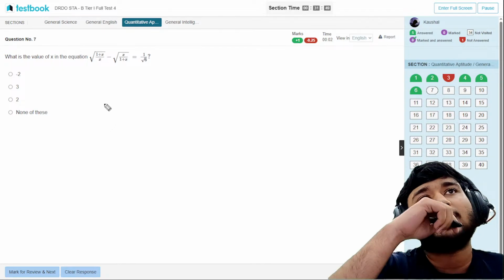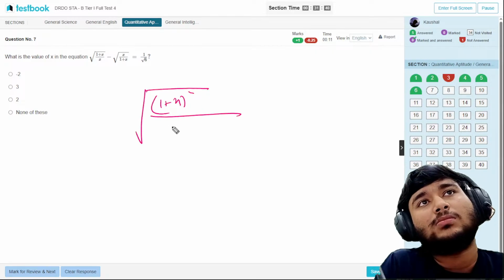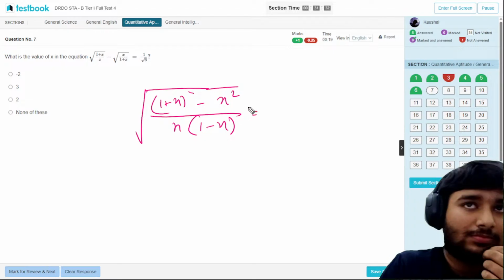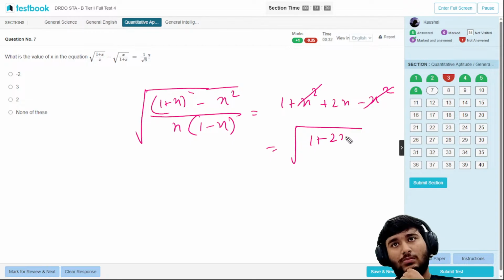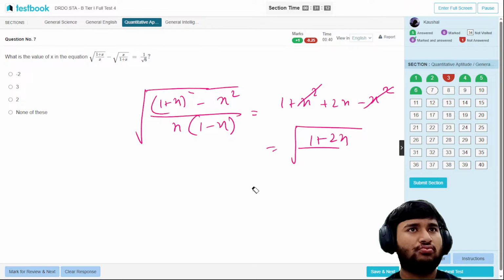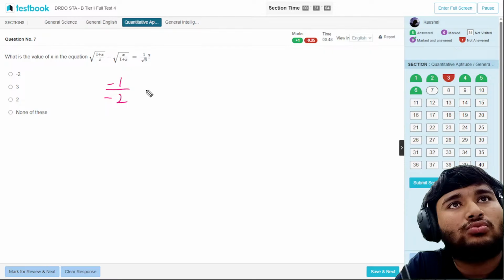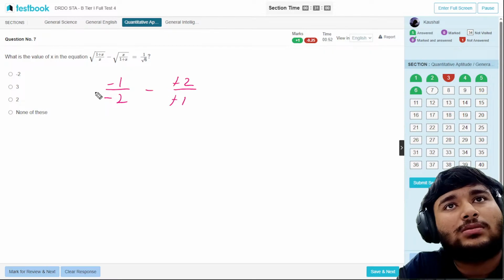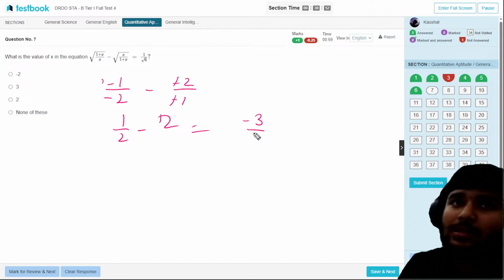The value of x in the equation (1 plus x) whole square equals a square plus b square plus 2x minus x square. Let's put in values and check. 1 upon minus 1, minus 2 upon minus 1. 1 by 2 minus 2 will come. 4 minus 3 by 4. This won't be it. So 4 upon 3 minus 3 upon 4.